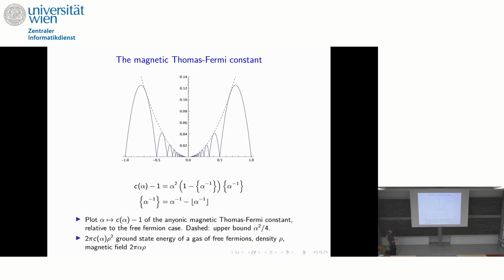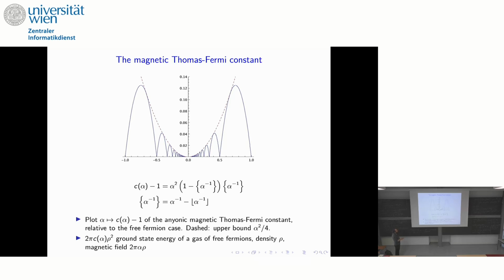So this is not numerics. This is the exact plot of this constant there. Where I subtract one is the value for free fermions, so it's just the Thomas-Fermi constant, which is 2 pi in 2D. So you see it does something funny. When alpha is an inverse of an integer, the C alpha is exactly 1, so you don't see that you have anyons, it's just as good as if you had fermions. And it does this strange stuff.